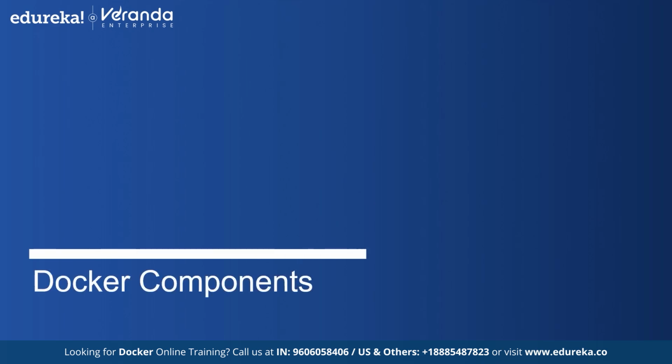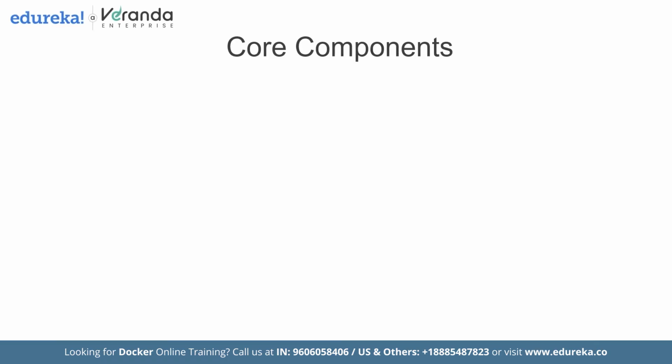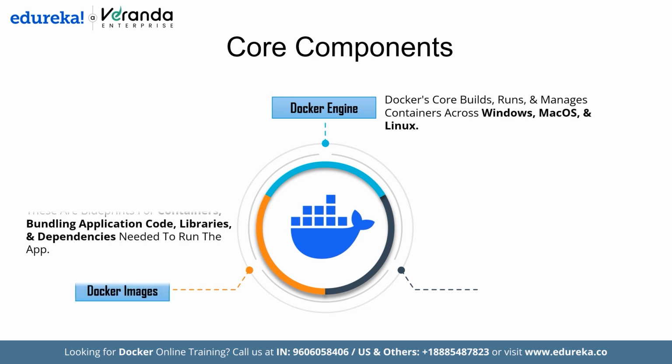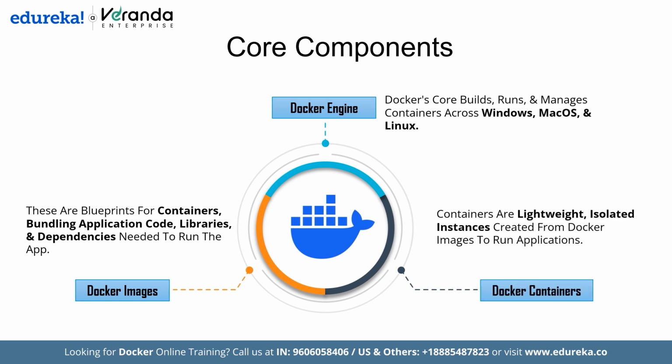Moving on to Docker components. The core components of Docker are, first, the Docker Engine. This is the heart of Docker, responsible for building, running, and managing Docker containers. It's available for Windows, macOS, and Linux. Docker images. These are the blueprints of containers, containing the application code, libraries, and dependencies required to run the application. Last comes the Docker containers, instances created from Docker images. They are lightweight, isolated environments where applications run.